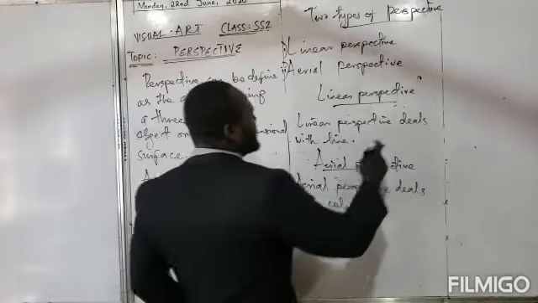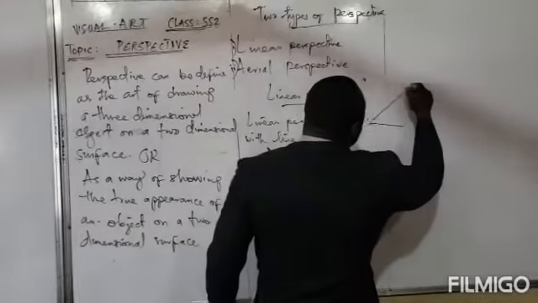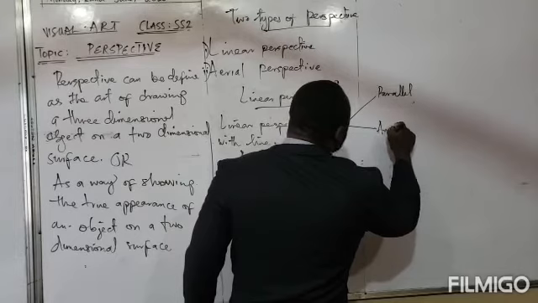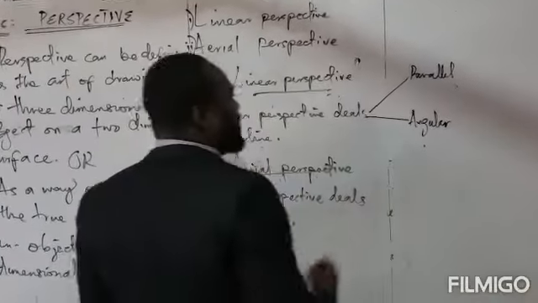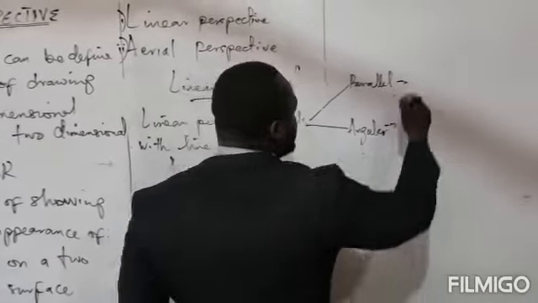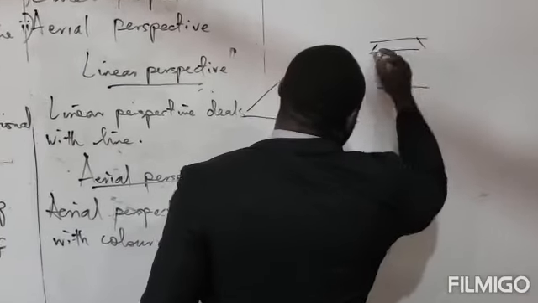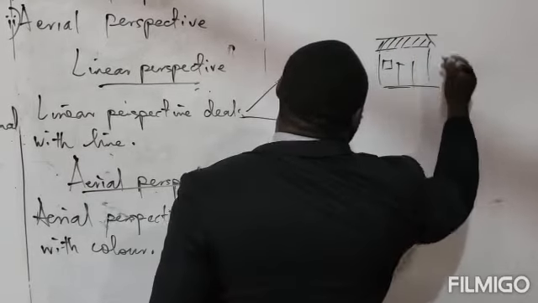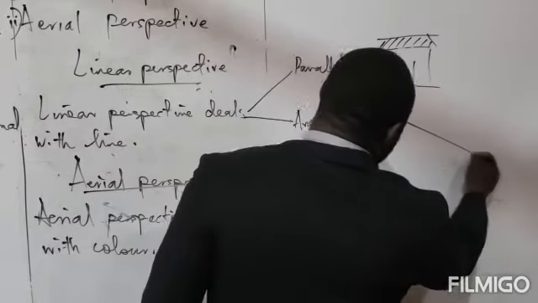Now, in linear perspective, we have two types: we have the parallel perspective and then we have the angular perspective. Okay, so parallel perspective, I'm going to draw an object in parallel perspective. So you see parallel, then you draw a house like this. Just simple, and then you draw the window. And then in angular perspective, with angle, you have this.